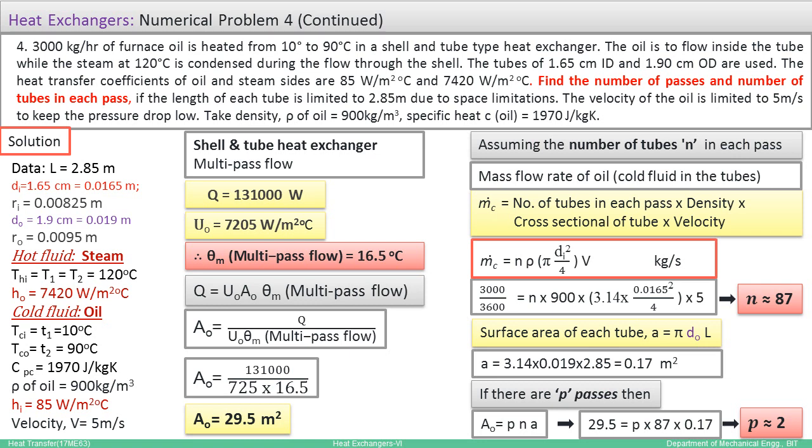So this is the complete solution to the problem. Considering the problem to be that of a condenser, where the steam is getting condensed at 120 degrees Celsius, we have tried out and found out N and P to be 87 and 2 respectively.